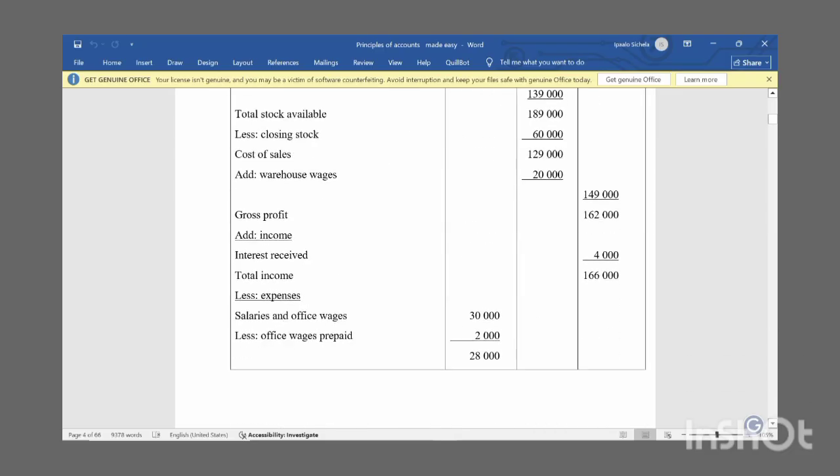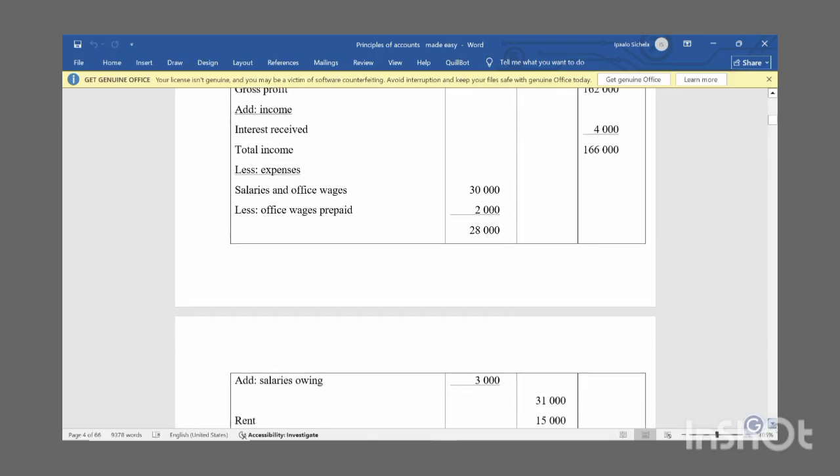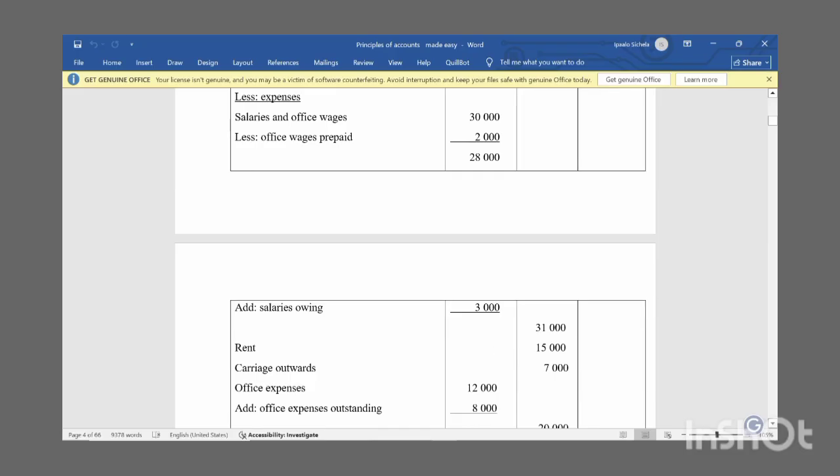As you can see, I'll put the salaries and wages in this column. Then I'll subtract office wages prepaid because they relate to the next accounting period. So 30,000 minus 2,000 will give me 28,000. Then I will add the salaries owing, because expenses owing or outstanding are added. So we'll add 3,000 to 28,000 to get 31,000.